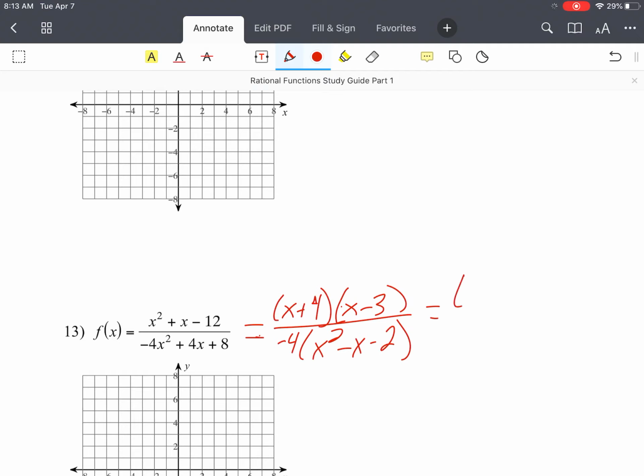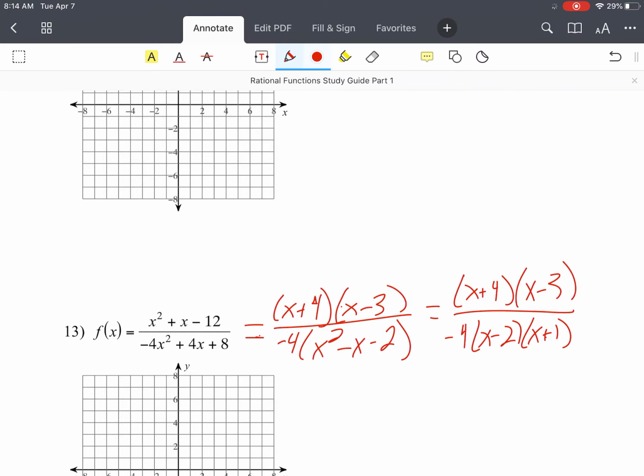So we've got x plus 4 times x minus 3 over negative 4 times x minus 2 times x plus 1. Okay. So it looks like nothing cancels out, which means there are no holes. Okay? Remember, if something cancels, that's when there's a hole.